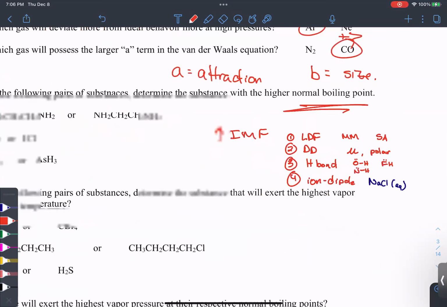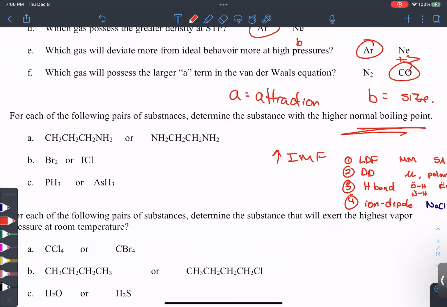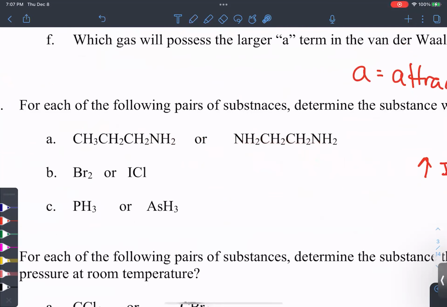Okay, so let's look at these things. Basically, we look at this list and find, what's the strongest IMF? If there's more present, you're going to see a higher boiling point. So let's look at the first one. What's the strongest IMF in this compound right here? For the first one, hydrogen bonding, it's right there. What about the second one? There's also hydrogen bonding, but what's the subtle difference? There's two of them. Because there's two hydrogen bonding, and hydrogen bonding is the strongest of all three, that's the biggest difference, that one's going to have the highest boiling point.